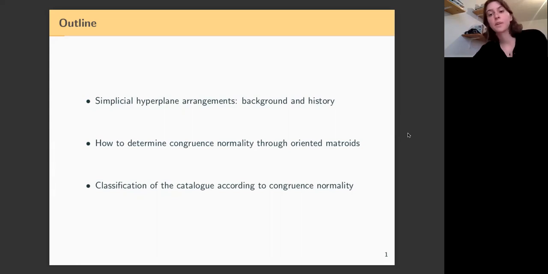And so this list, it's not known whether it's complete or not. And what we'd like to do is investigate it some more and add some more structure to it. In particular, we want to verify which of these arrangements have this property called congruence normality. So in the second part of the talk, I want to talk more about congruence normality, tell you what it is, and tell you about our approach to verifying when an arrangement has the property of congruence normality. And to do that, we're going to use oriented matroids. So that'll be the second part of the talk. And then in the third part of the talk, we'll look at the results. So we'll see which of these simplicial arrangements actually have this property. Yeah, so that's the plan.